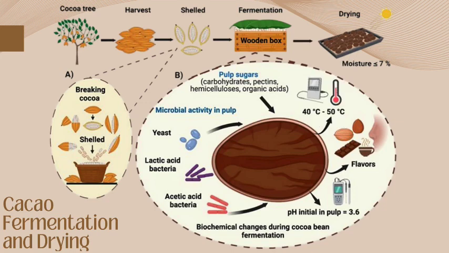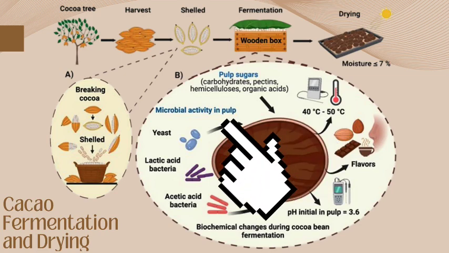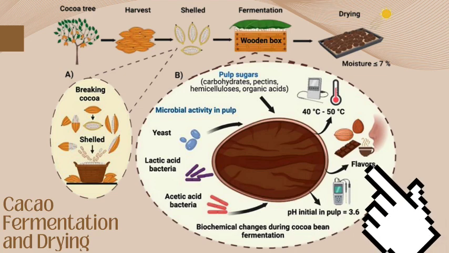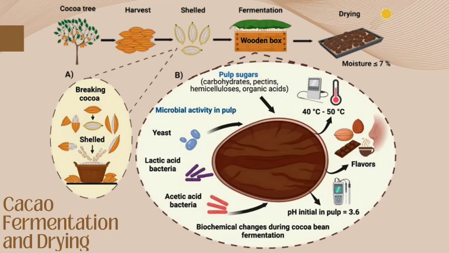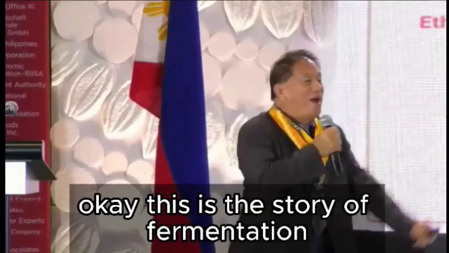So we can see in here, initially you need sugar, the pulp sugar, the one in the mucilage there in the bean, and lots of types of sugar there. Then we have microbial activity in the pulp, which is engaged by the yeast, lactic acid bacteria, and acetic acid bacteria, which do the biochemical changes within the bean that would provide the flavor, taste, and aroma. And later on, we make some turnings until we go drying. Okay, this is the story of fermentation.